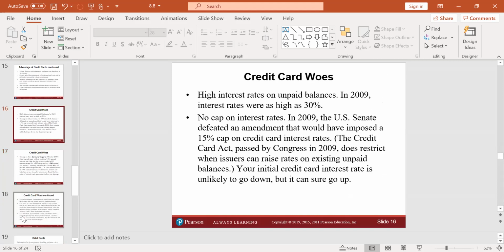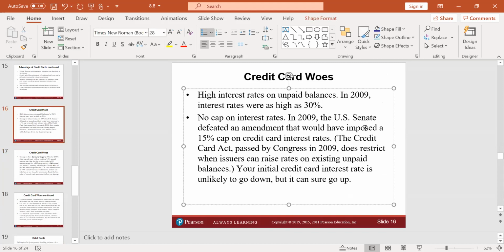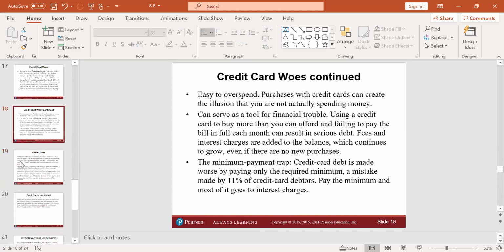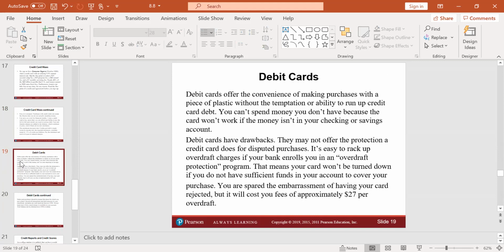Oh my goodness, interest rates got up to 30% in 2009. They're generally uncapped. A debit card is simply one that is tied only to an account, like your checking account, that has actual money in it. So you can never spend more on a debit card than what you have in the account, except in rare cases they may allow it. It's called overdrafting.